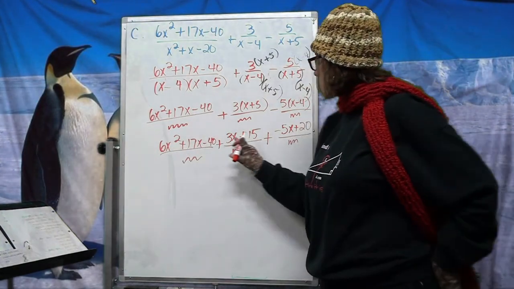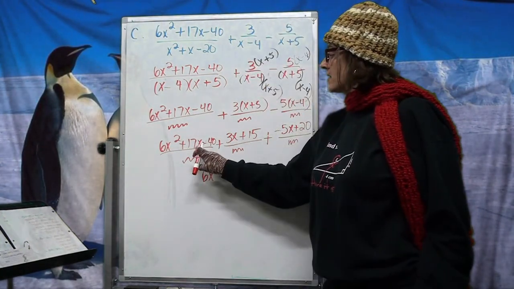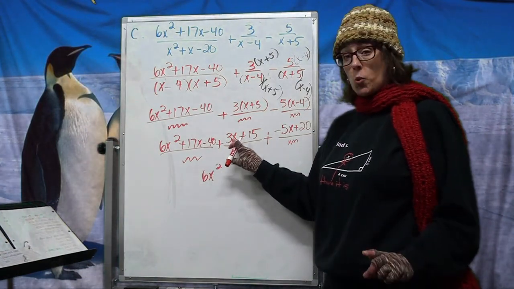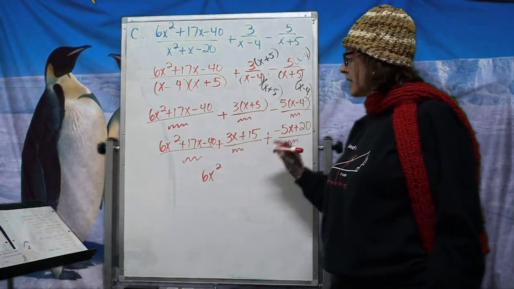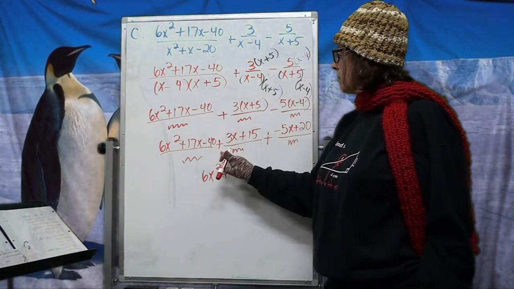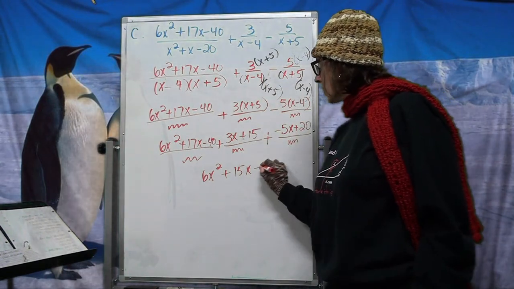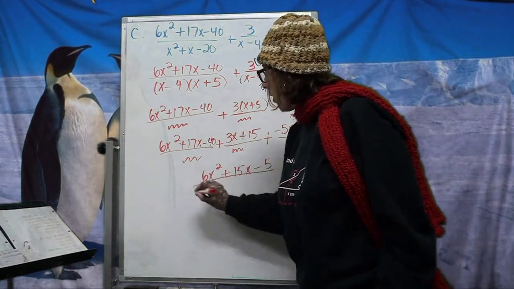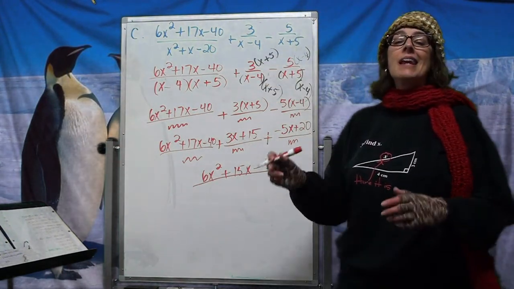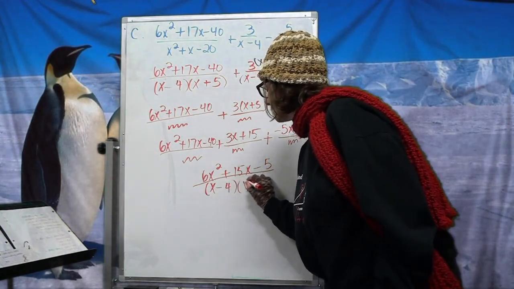So a 6x squared, plus no other 6x squared, is going to carry it down. A 17x plus a 3x is 20x. 20x plus a negative 5x is a 15x. And now a negative 40 plus a 15 is a negative 25. A negative 25 plus 20 is a negative 5, all over the common denominator. Now I'm going to bring it back in because I only have to write it once.